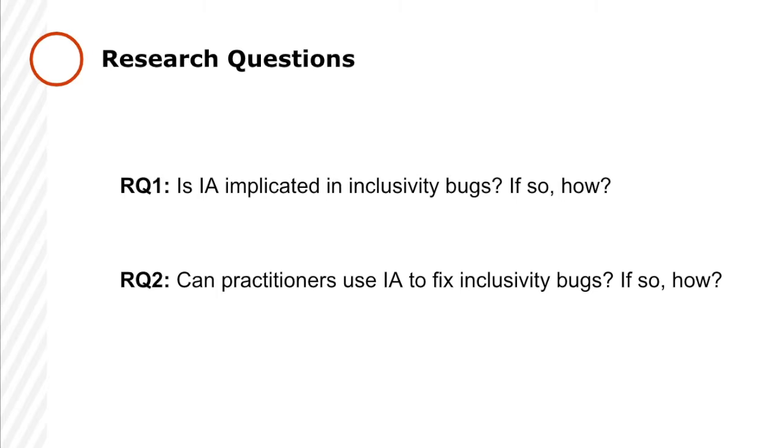Our research questions are RQ1, is IA implicated in inclusivity bugs? If so, how? In RQ2, can practitioners use IA to fix inclusivity bugs? If so, how?